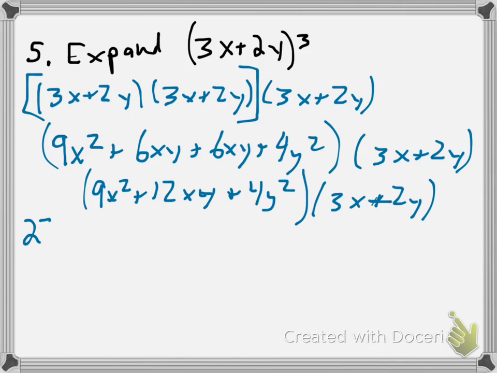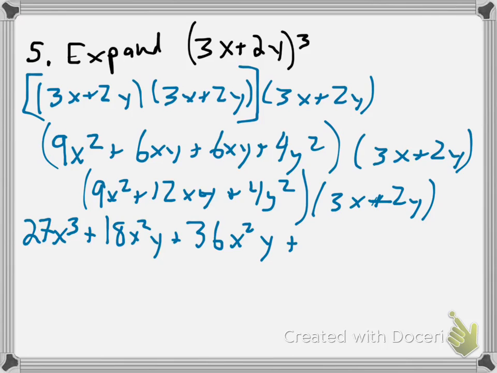So I'm going to have 27x cubed plus 18x squared y. I just put the 9x squared into both terms. Now I'm going to put the 12xy into both terms, so that's going to give me 36x squared y plus 24xy squared. Now put the last term in, so that's going to be 12xy squared, and then my last term will be 8y cubed. I ran out of room there, but that's 8y cubed.